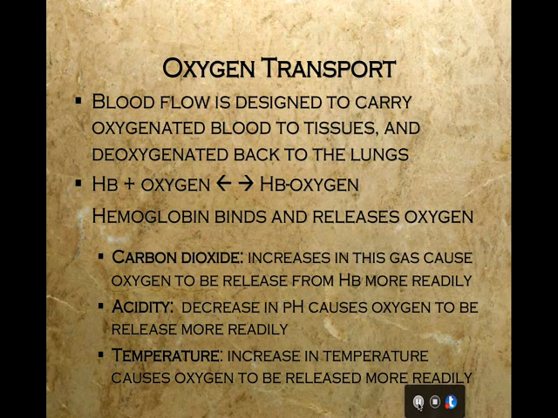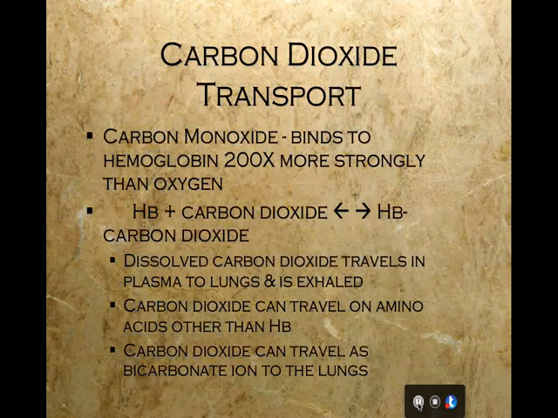As carbon dioxide increases in concentration, this will cause hemoglobin to release oxygen more readily. This occurs as metabolism takes place, since carbon dioxide is the waste product produced. As the pH decreases, oxygen will be released more readily. In muscles, when oxygen is inadequate, lactic acid is produced and lowers the pH. As temperature increases, oxygen will be released more readily, which also occurs along with more metabolism.